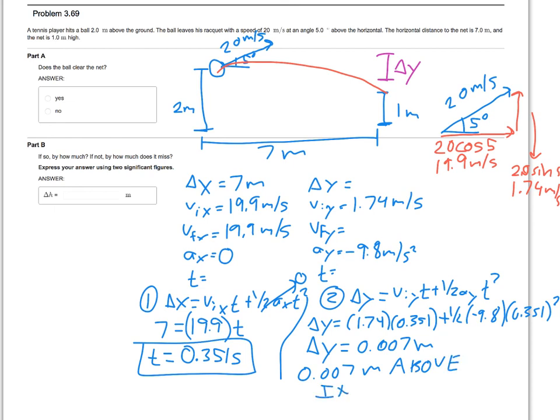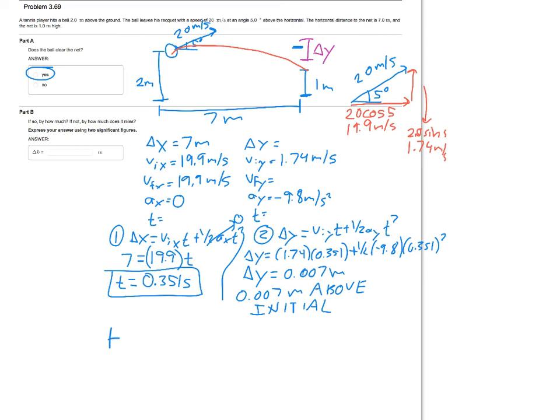So what that means is that the ball ends up 0.007 meters above its initial point. Okay, so it actually didn't drop at all by the time it made it to the net. It was still just slightly over that initial height of 2 meters above the ground. So that means, yes, the ball will clear the net, because it will be at a height here of 2.007 meters. To answer that second question, I'm going to start with the fact that the height now is going to be 2 meters plus that change in y, that 0.007, or 2.007 meters.